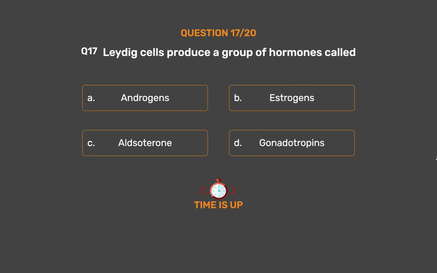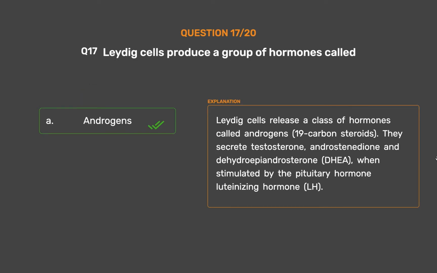The correct answer is option A, androgens. Leydig cells release a class of hormones called androgens, 19-carbon steroids. They secrete testosterone, androstenedione and dehydroepiandrosterone, DHEA, when stimulated by the pituitary hormone luteinizing hormone, LH.